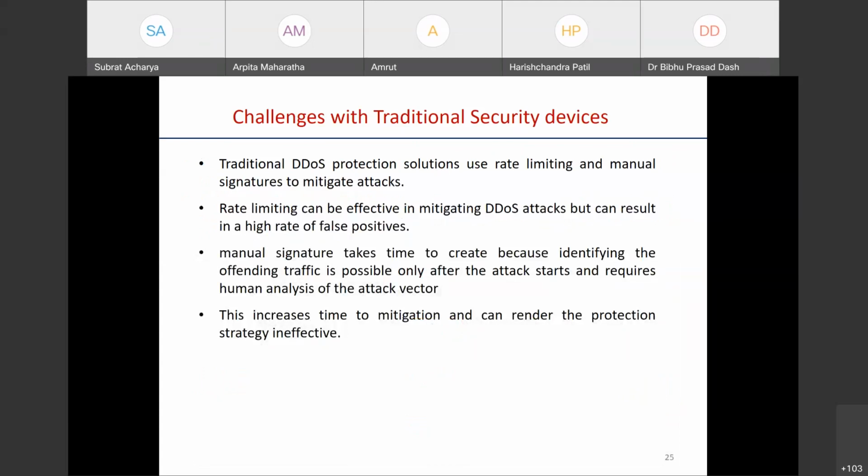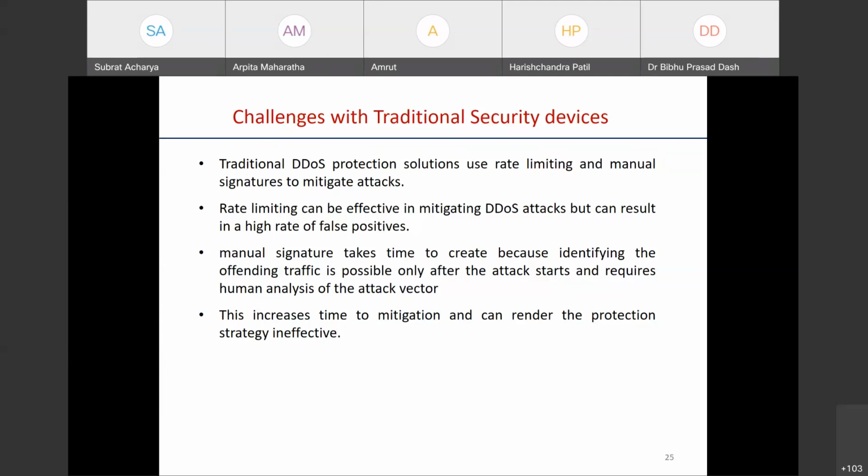Then what are the challenges with traditional security devices? As we know, traditional DDoS solutions use rate limiting and manual signature-based detection. That means it will have its own signatures, and once it validates, it will show a particular behavior or that type of DDoS attack. But how do we see in a real-time environment whether a DDoS attack has happened, which layer it is affecting, what actions are being compromised? That type of information we can again derive from our analysis model.